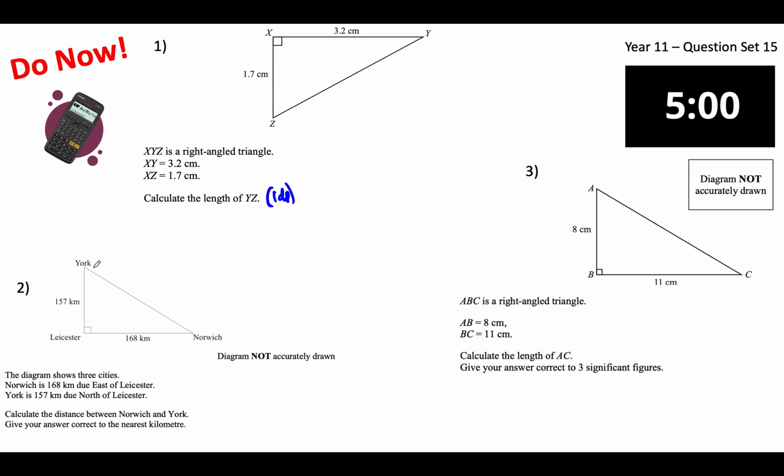This one, you're doing the distance between York and Norwich. And this one, the length of AC. And that one is to 3 significant figures. And this one down here is to the nearest kilometre. Okay, you've got 5 minutes. Starting now, you can use a calculator.